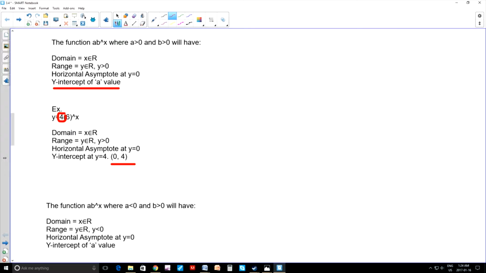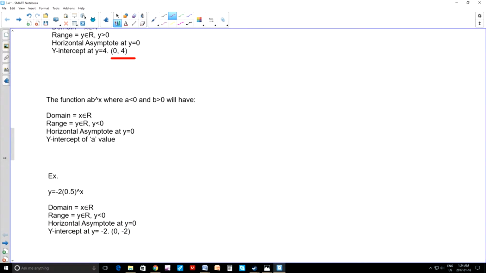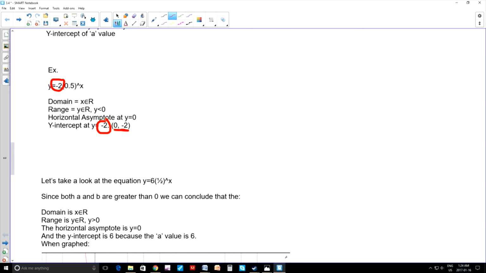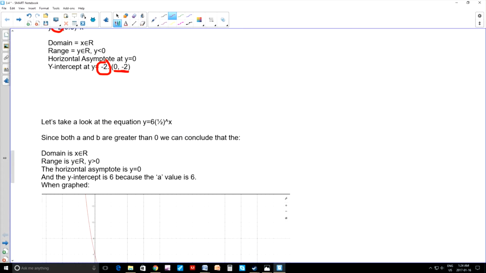The function a times b to the power of x, where a is less than 0 and b is greater than 0, will have a domain of x in R, range of y in R, y has to be less than 0, horizontal asymptote at y equals 0, and a y-intercept of the a value. Example, if we look at y equals -2 times 0.5 to the power of x, the domain will be x in R, the range will be y in R, y has to be less than 0, the horizontal asymptote will be at y equals 0, and the y-intercept will be at y equals -2, or in coordinate form (0, -2), also because the a value is -2.